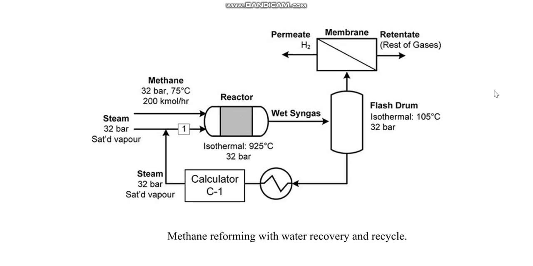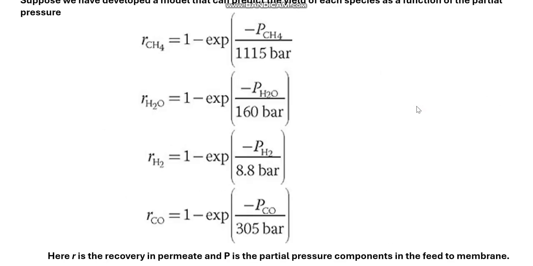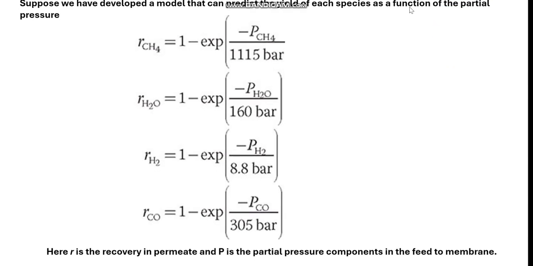So these are the equations. Suppose we have developed this model. So we have four equations. This is the recovery of CH4. The first equation, this is the recovery of CH4, 1 minus exponential minus PCH4. PCH4 is the partial pressure of CH4, and divided by this number.